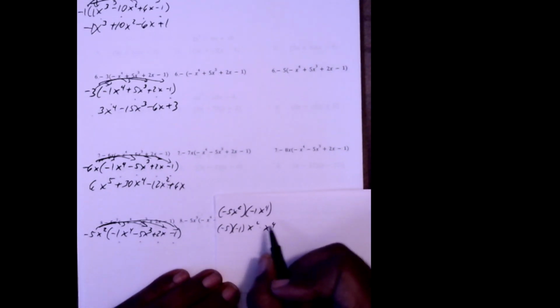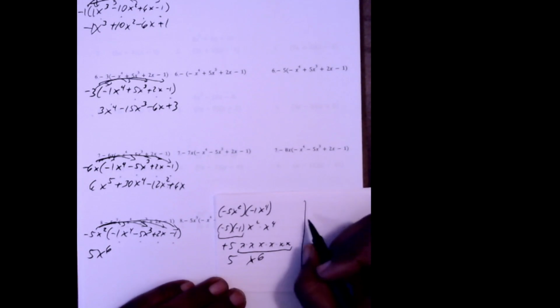Okay, let's begin. So we have negative 5x squared times negative 1x to the fourth. And we're going to reassociate this negative 5 times negative 1 and then have x squared times x to the fourth. This right here, 5 times 1 is 5, and negative times negative is positive. Now, this is x squared, which is x times x. This is x to the fourth, which is x times x times x times x. And so essentially what we have is a positive 5, and this guy is x to the 6th power. Okay, so we're going to have 5x to the 6th power.